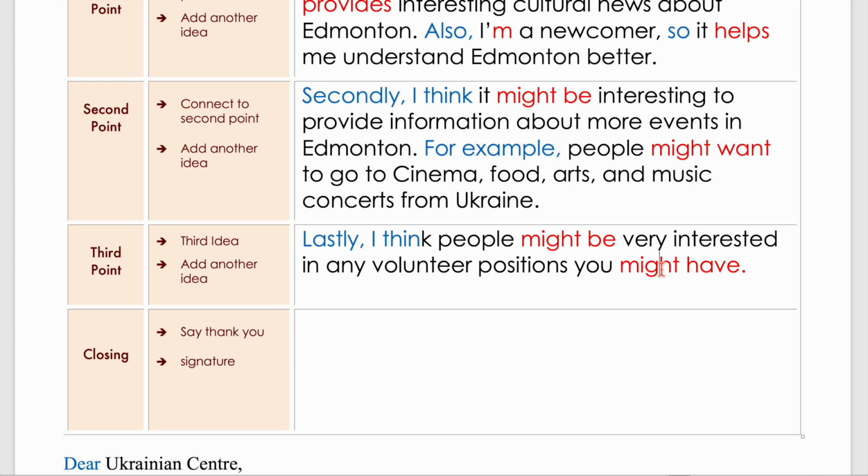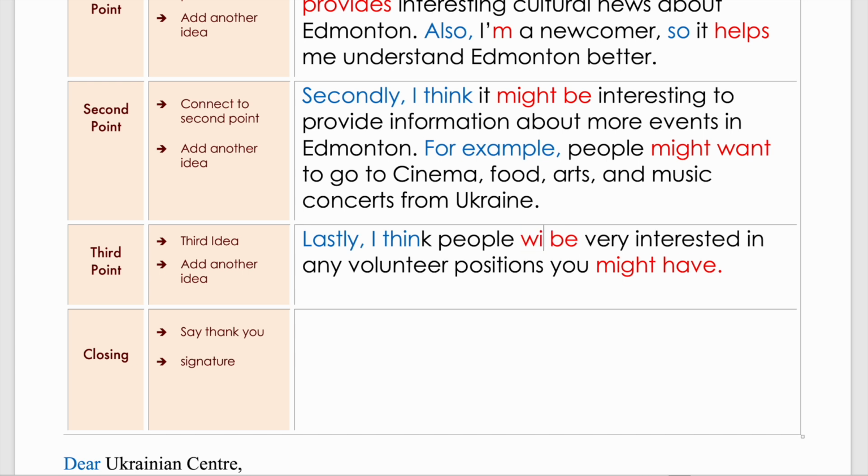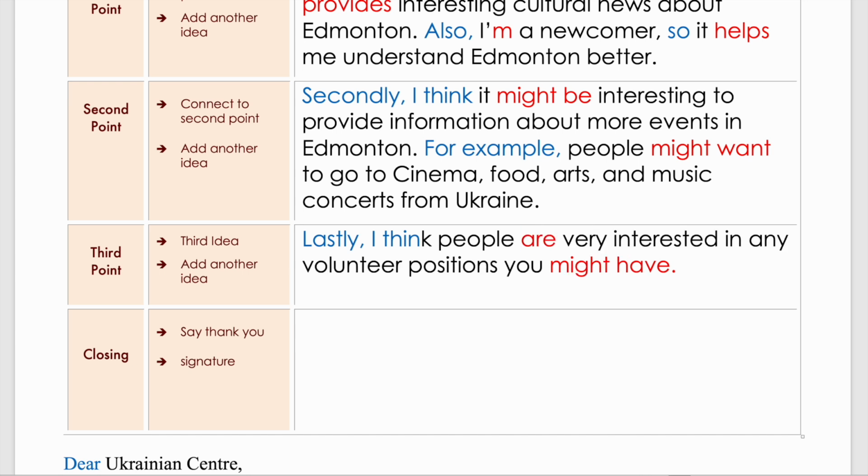And we can say, I think people will be, future will be, or that's more like level 6, you can say people are. Level 5 uses a lot of is and are. You can say are here: I think people are very interested in any volunteer positions. It's a slower level, but there's nothing wrong with this. This is more level 5.